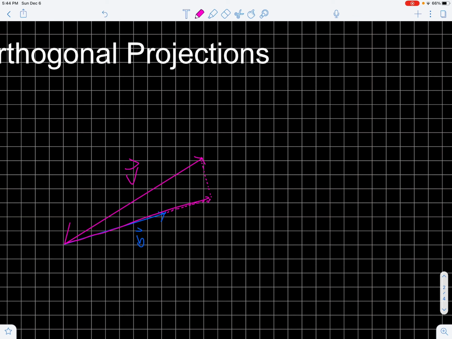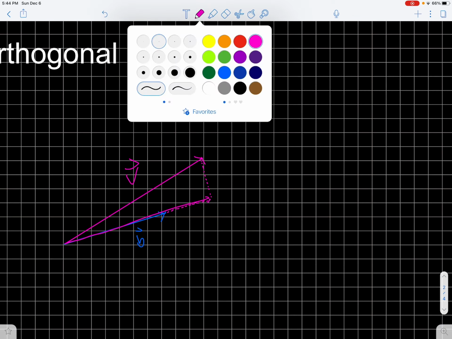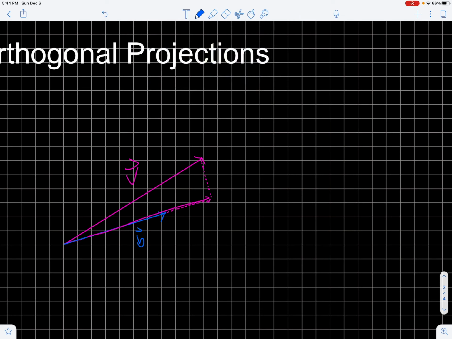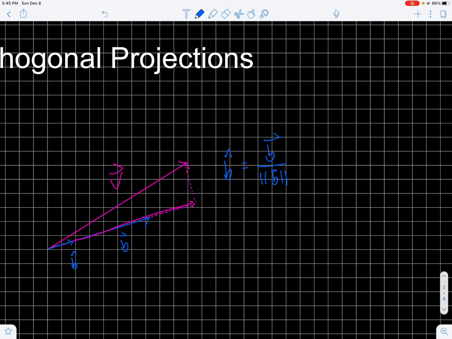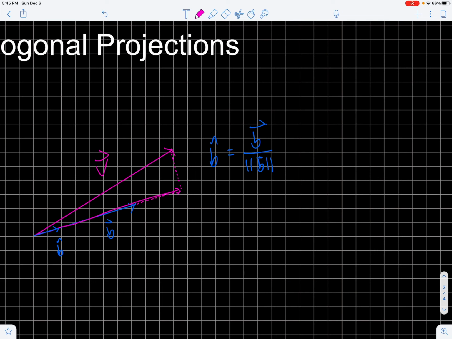So if we had some unit vector, let's call it b hat, this vector goes in the exact same direction as our vector b. And b hat equals b over the norm of b. We're normalizing vector b. That's easy enough, right? It's the exact same as the orthogonal projection stuff.